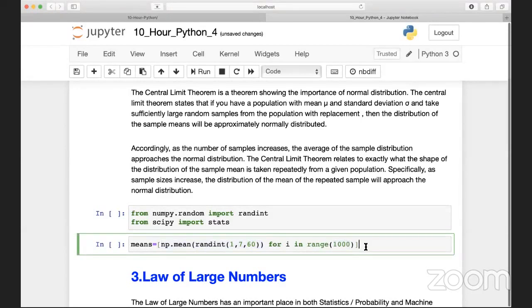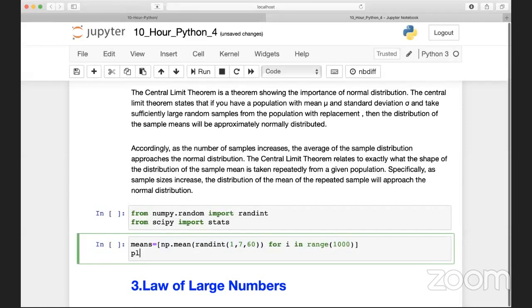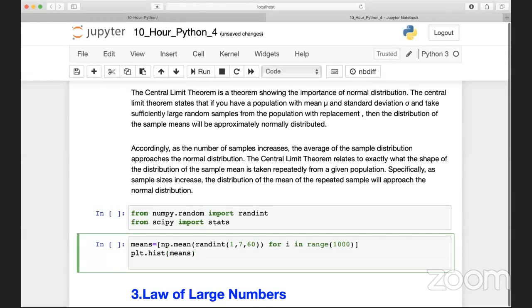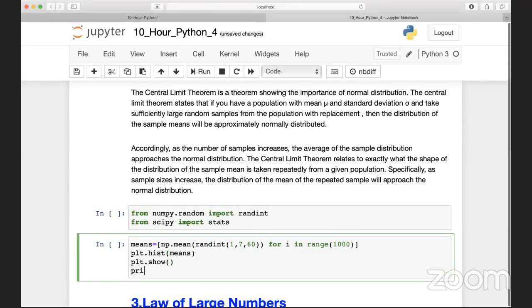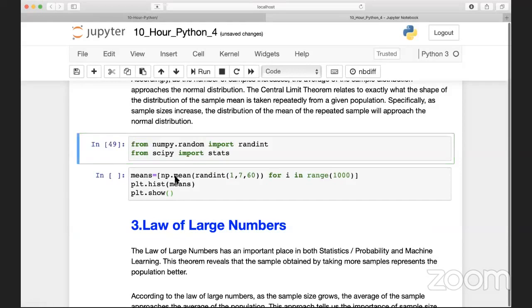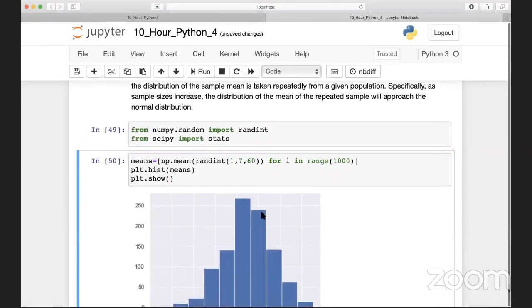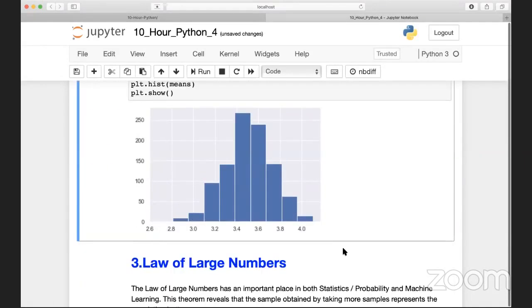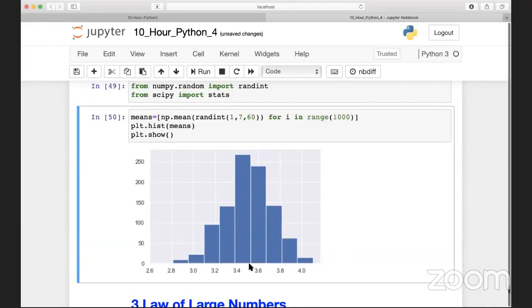Okay. All right. Histogram means show, print. I will print later on. Okay. Let me run this first and then this one. You see, it's very similar to the normal distribution, almost symmetric.